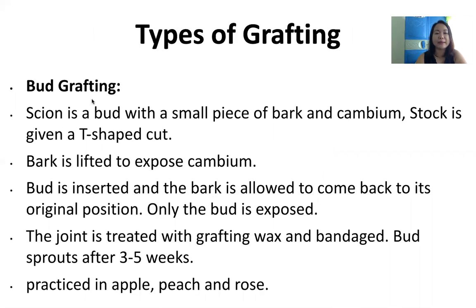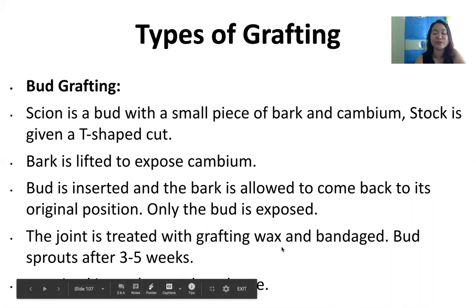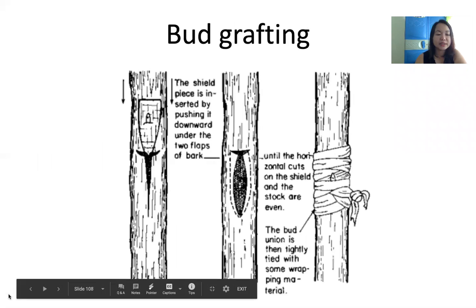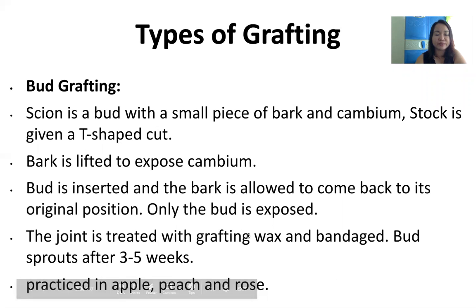Another type of grafting is bud grafting, wherein the scion is a bud with a small piece of bark and cambium. The stock is given a T-shaped cut, and the bark is lifted to expose the cambium, and the bud is inserted under the bark. The bark is allowed to come back to its original position where only the bud is exposed, and the joint is treated with grafting wax and bandage, and it sprouts after 3 to 5 weeks. So this is an example of bud grafting, practiced in apple, peach, and rose.